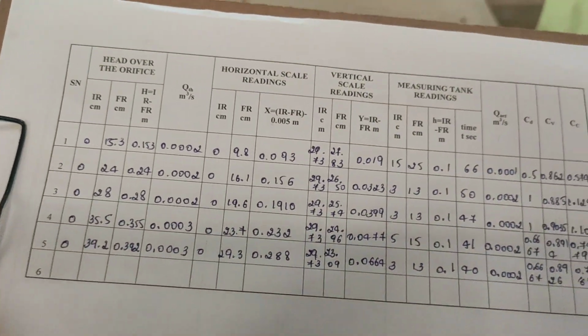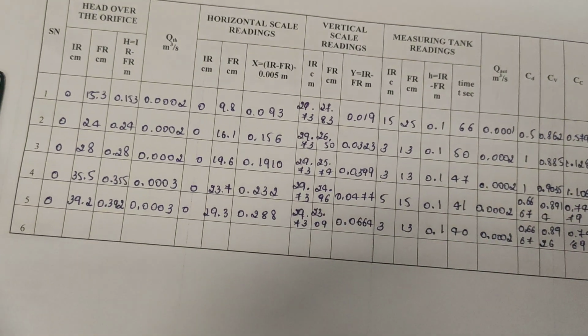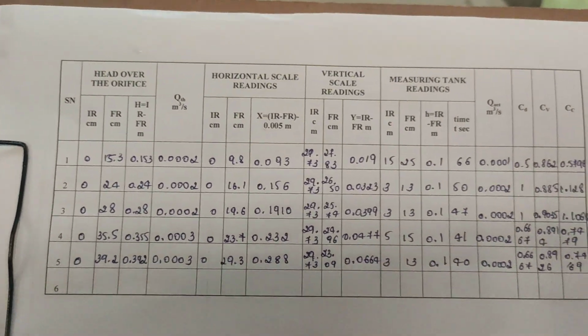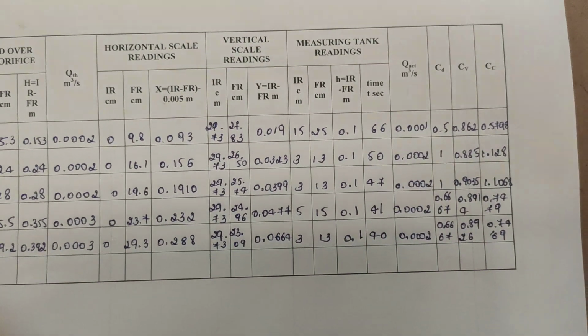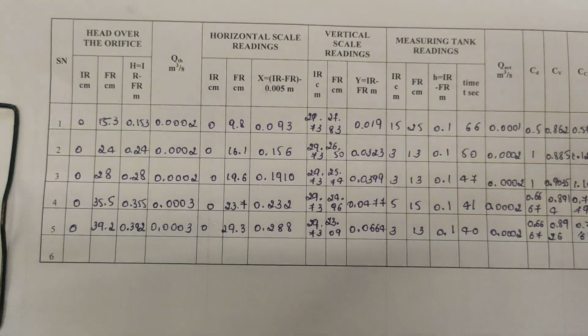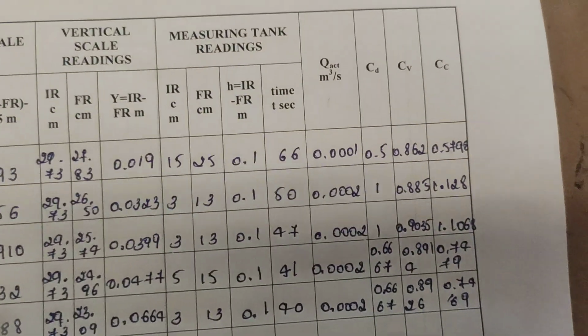The time T is shown as 23 seconds. In this way, by knowing the area of the measuring tank and collecting 10 centimeter depth of water, and dividing by the total time taken T, we get the Q actual. In this way, the value of Cd can be found out.